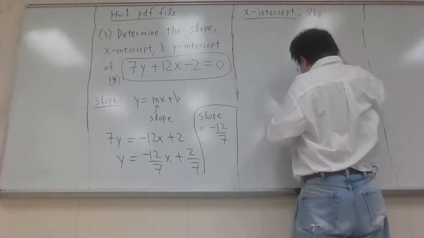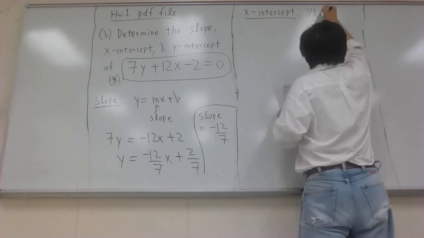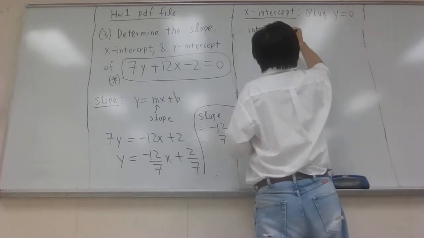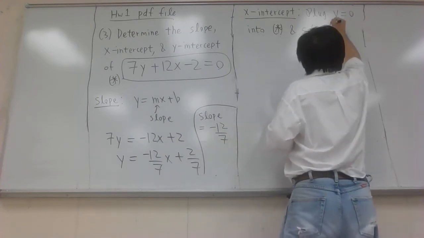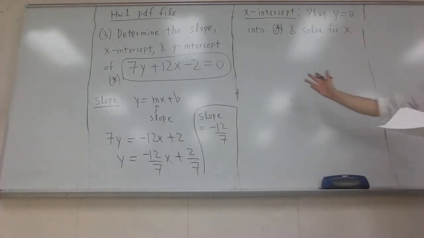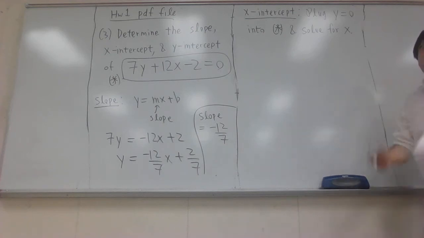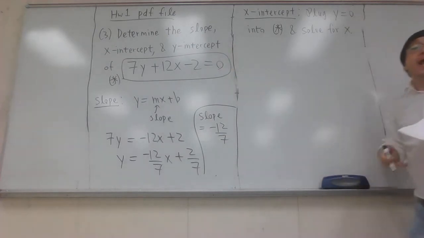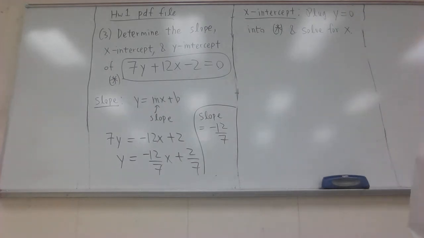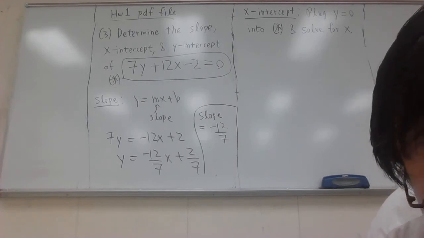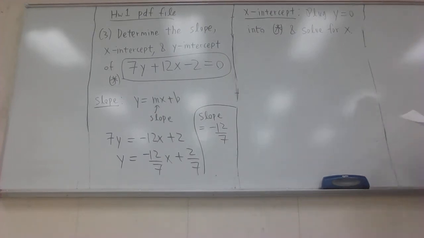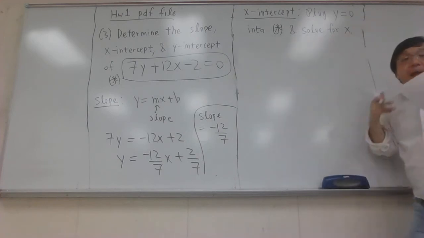Plug y equals 0 into star, and solve for x. Because the x-intercept is the point on the straight line where y is equal to 0. So plug y equals 0 into the straight line equation, star, and solve for x. Let me check to see if the writing is clear. It looks like the writing is clear.